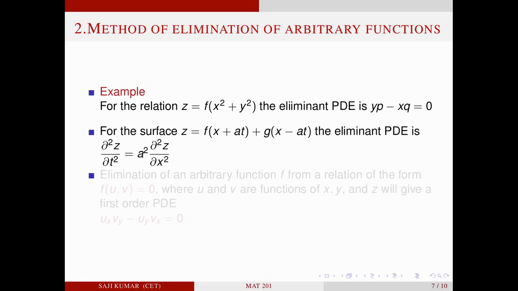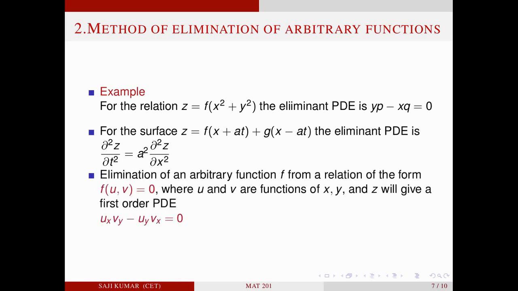Here what are the independent variables? The independent variables are x and t. So we are usually following the notation p, q for dou z by dou x and dou z by dou y. Here the independent variables are x and t, so we are using the direct notation dou square z by dou t square and dou square z by dou x square.